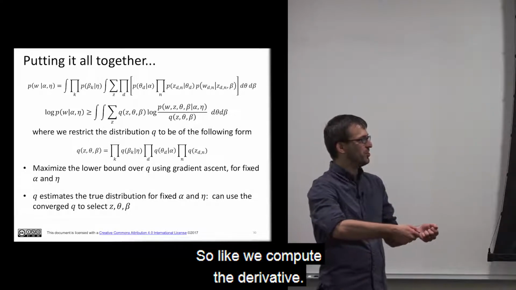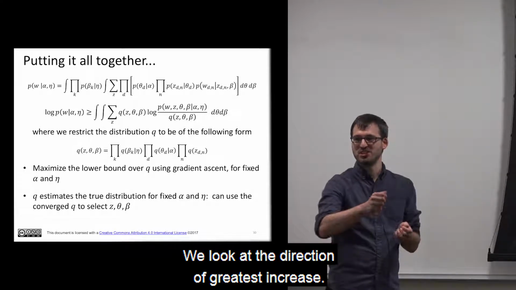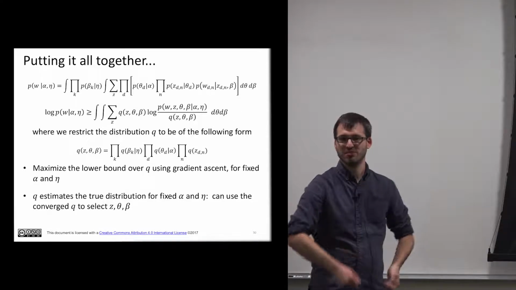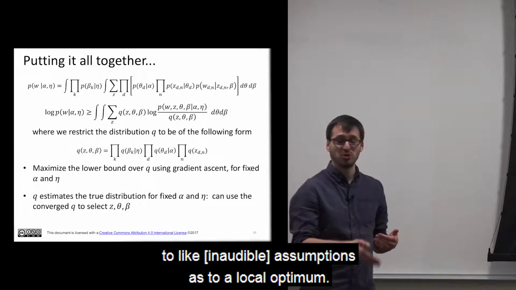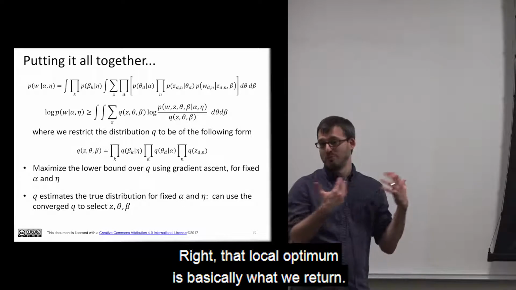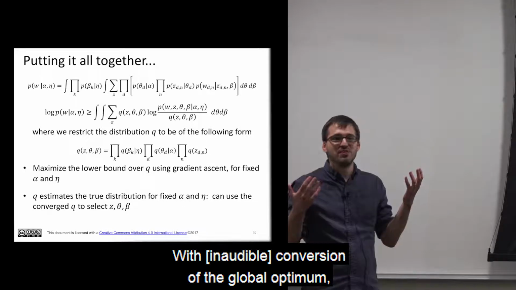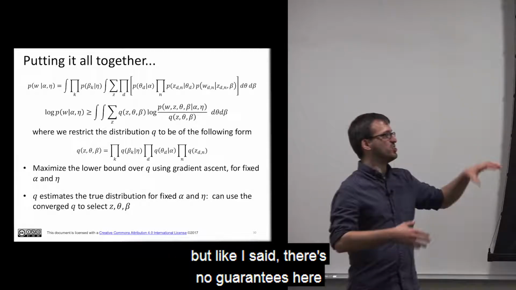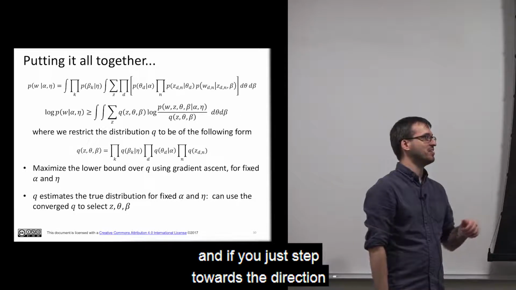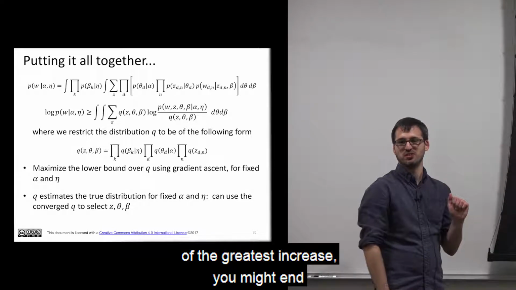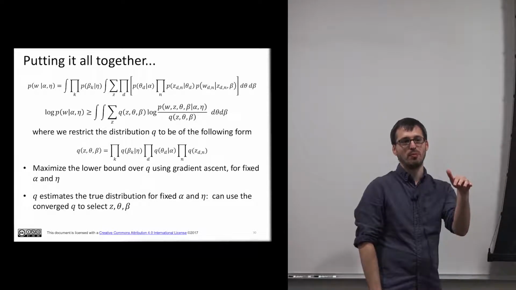So we compute the derivative, we look at the direction of greatest increase, we step in that direction and just repeat. Eventually, under mild assumptions, this will converge to a local optimum. That local optimum is basically what we return. We'd love it if it can converge to the global optimum, but like I said, there's no guarantee here, because this function has lots of peaks and valleys, and if you just step towards the direction of the greatest increase, you might end up at a local optimum, not a global optimum.